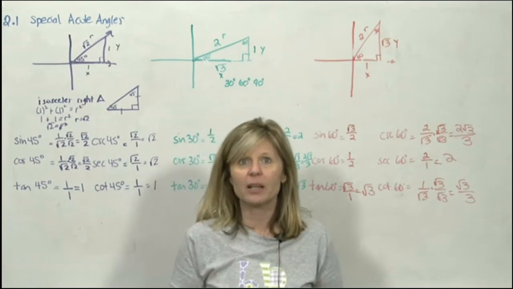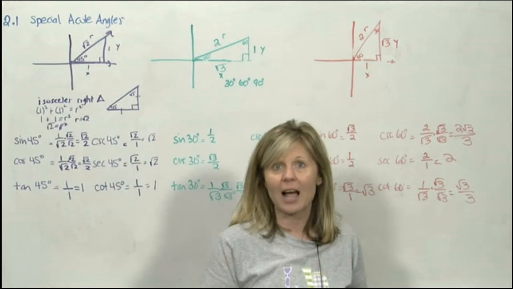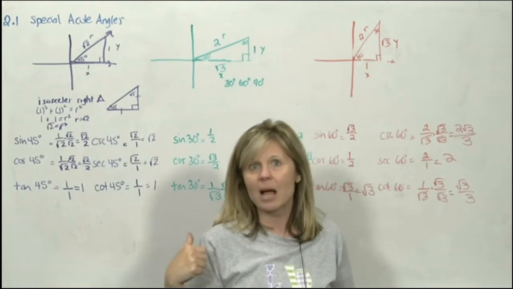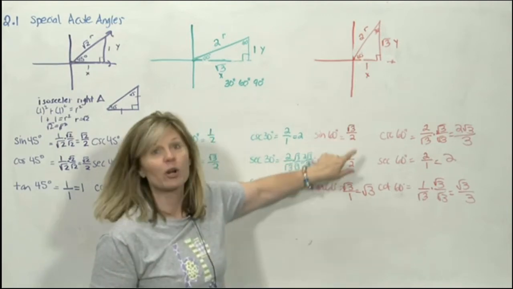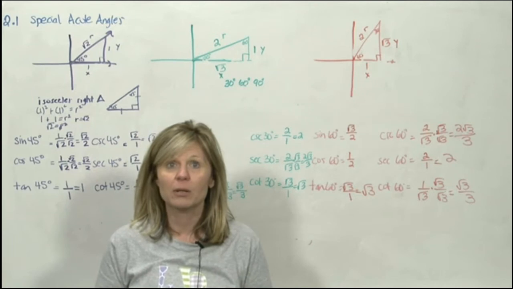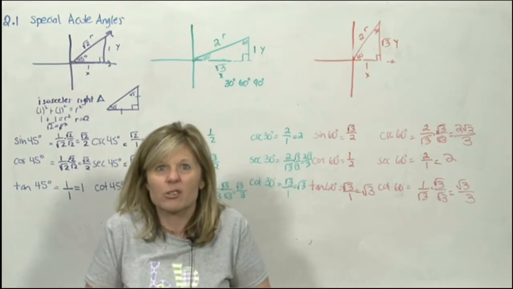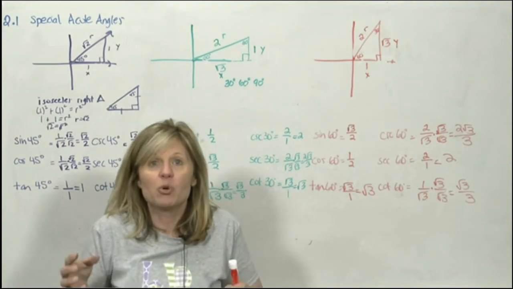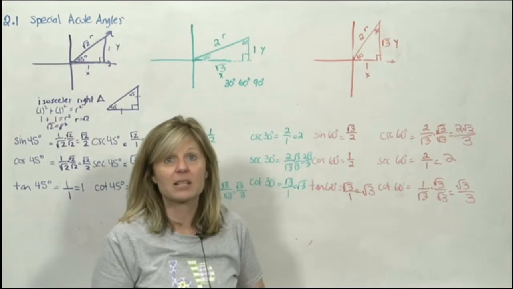Now the problem is, later on this semester when we start doing our calculator work and we start learning to type this in, the calculator is not going to spit out square root of 3 over 2. It's going to spit out a decimal, and that is going to be totally unacceptable. So I know what you're thinking. Some of you are thinking, oh, I think I can use my calculator and cheat. No, you can't. Because you have to have these answers written exactly as these fractions to be acceptable.